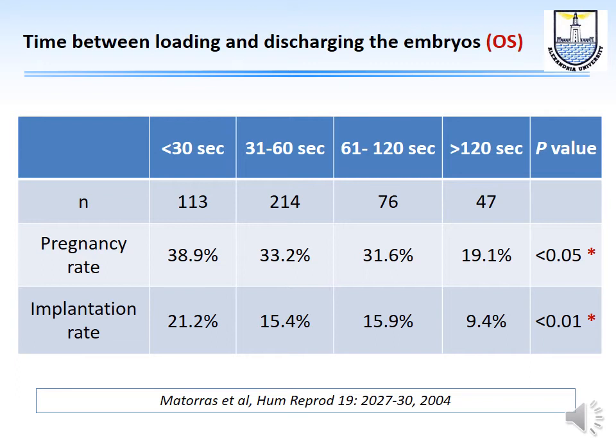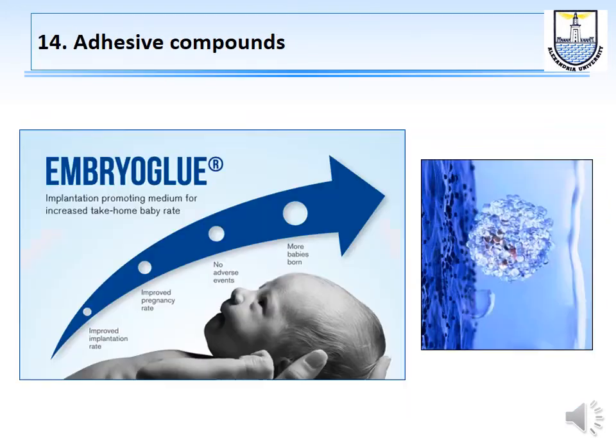As you can see here, the results, the implantation rate and the pregnancy rate did not change until 120 seconds. After 120 seconds, the clinical pregnancy rate dropped from 31.6 to 19.1, and the implantation rate again from 15.9 to 9.4. So 2 minutes should be the maximum for staying outside the incubator.